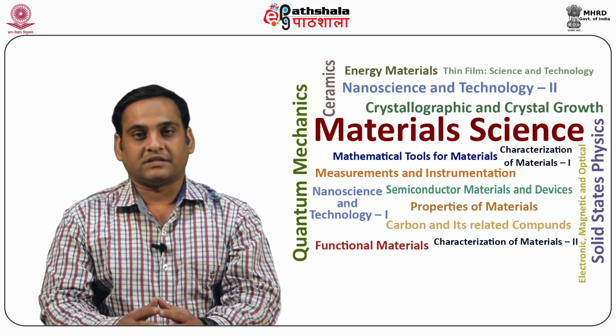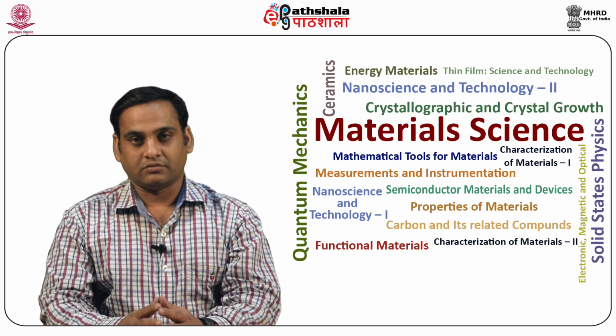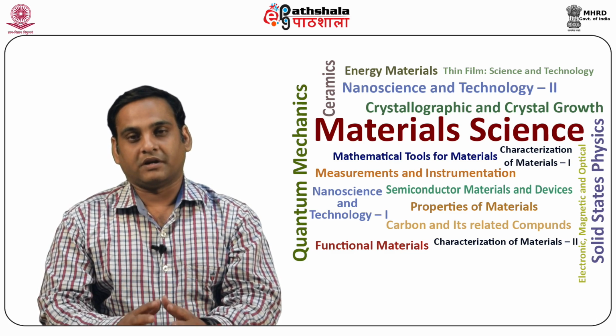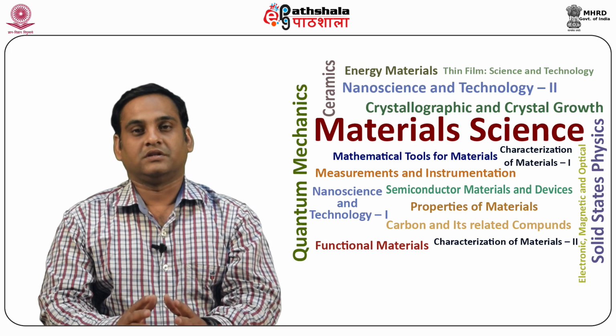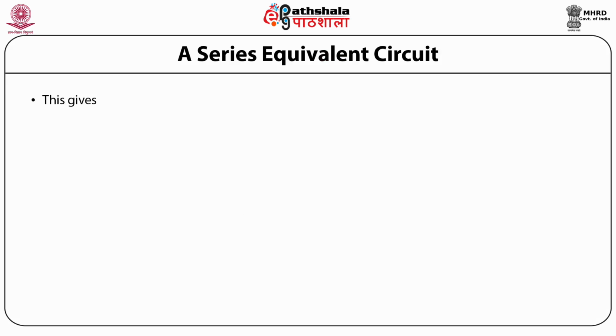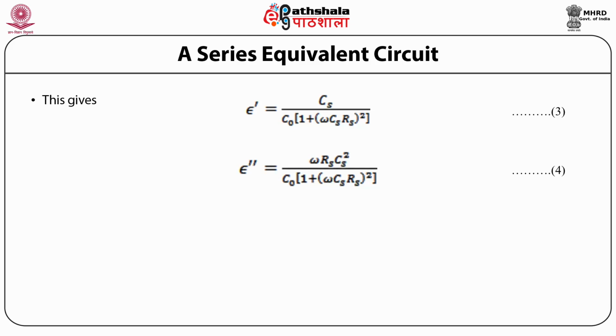Since the two impedances are equal from the external circuit point of view, we can equate equations 1 and 2 to obtain epsilon prime and epsilon double prime as a function of frequency. We equate the real and imaginary parts separately. This gives epsilon prime is equal to Cs divided by C0 into 1 plus omega Cs Rs whole square, and epsilon double prime is equal to omega Rs Cs square divided by C0 into 1 plus omega Cs Rs whole square, and tan delta is equal to omega Cs Rs.